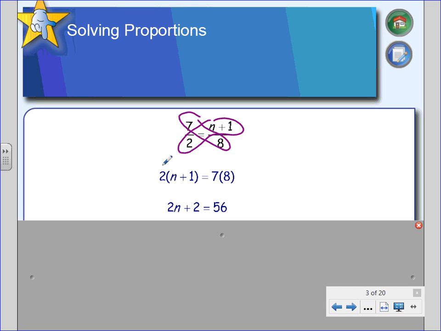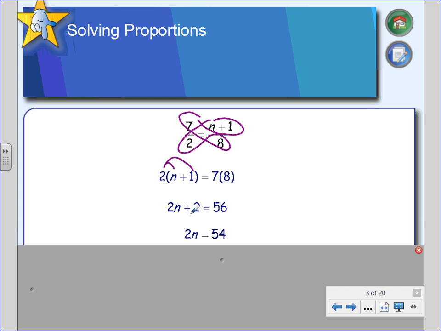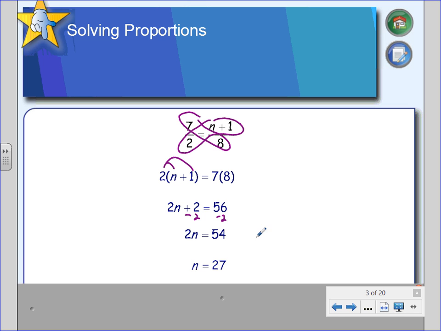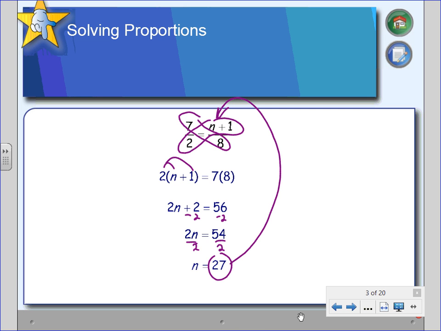So from here, we distribute to get 2n plus 2. 7 times 8 is 56. Subtract your 2 from both sides to get 2n equals 54. Divide by 2 to get n equals 27. Now, as always, a way to check this is take your value for n, substitute it back in, and simplify and see if you get the same thing on both sides.